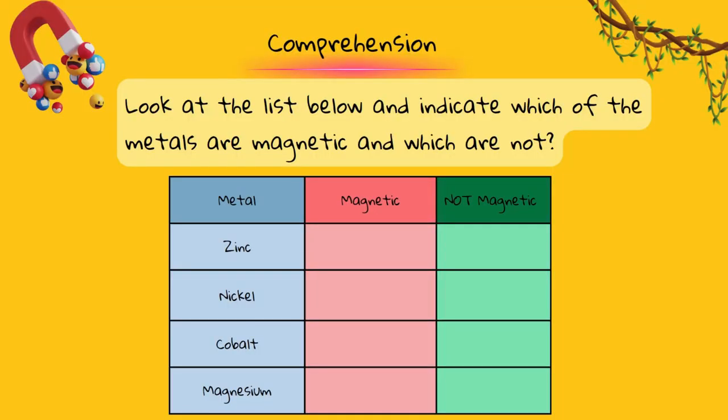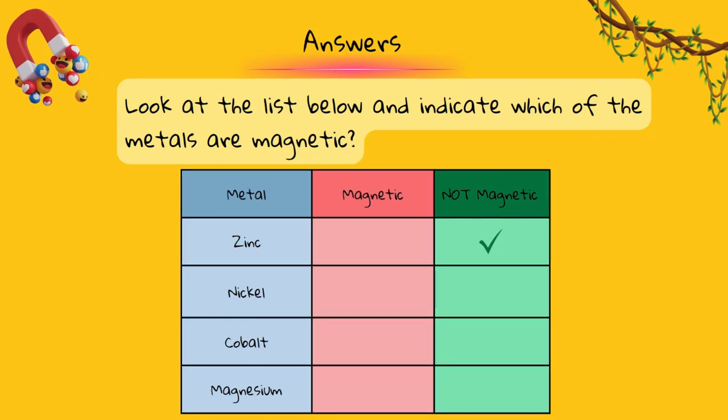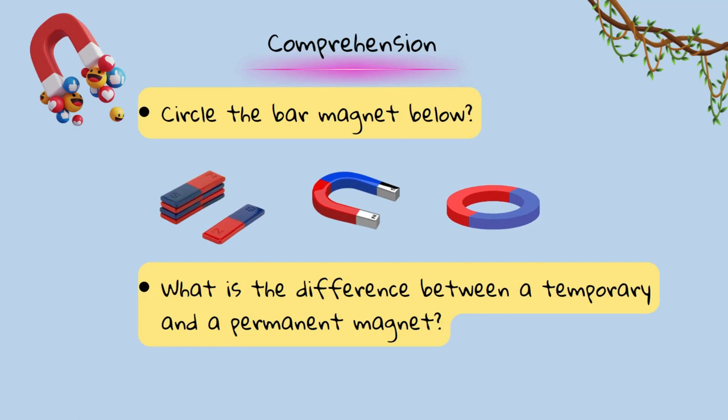Comprehension. Look at the list below and indicate which of the metals are magnetic and which are not. You may pause the video to answer these questions. Correct. Nickel and cobalt are both magnetic, while zinc and magnesium are not. Circle the bar magnet below. And two, what is the difference between a temporary and a permanent magnet?